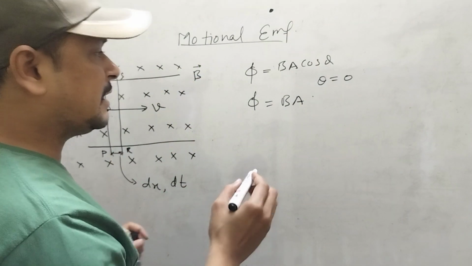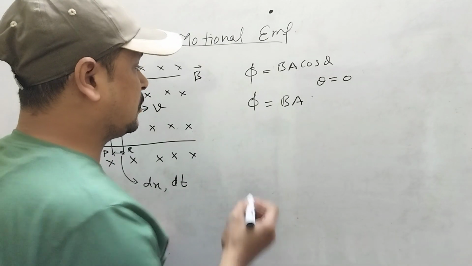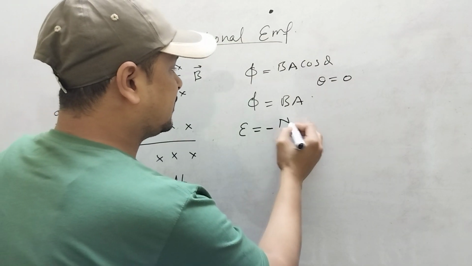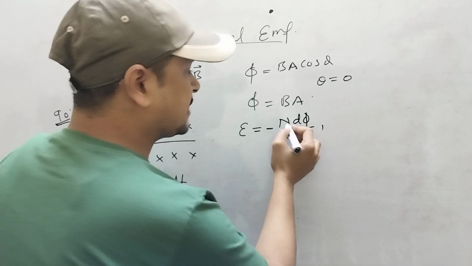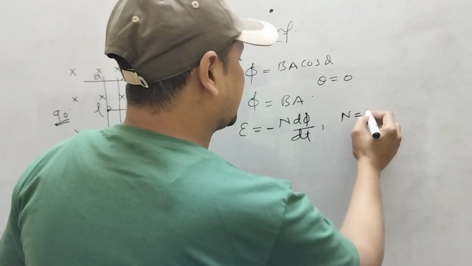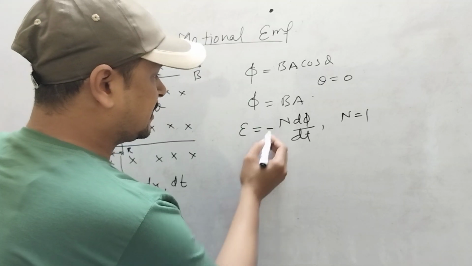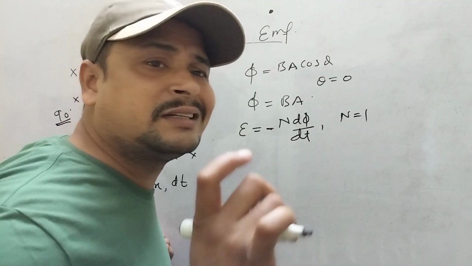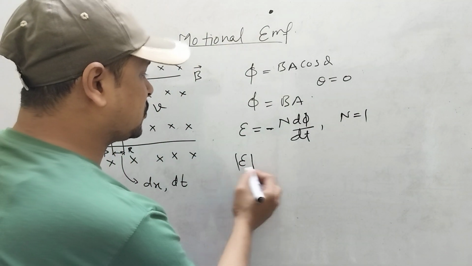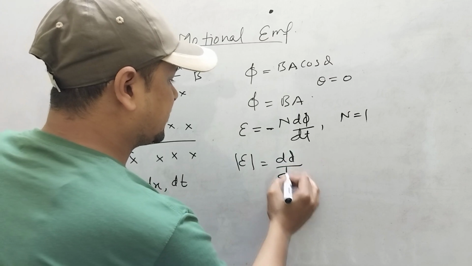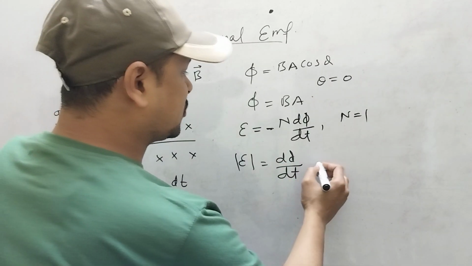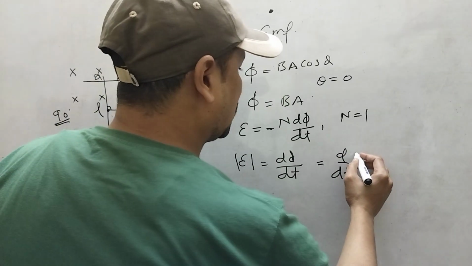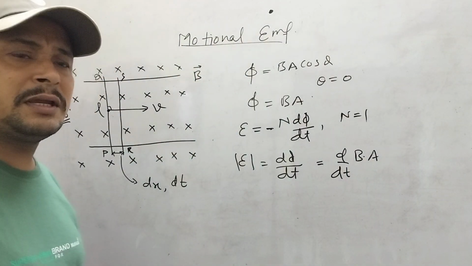According to Faraday's law, the induced EMF equals negative of N d phi by dt. N is the number of turns, so here we take N equals 1. The negative sign represents Lenz's law, which we can use to find the polarity of the EMF. So here we take only the magnitude, that is d phi by dt. That equals d by dt of phi, where phi equals B into A.